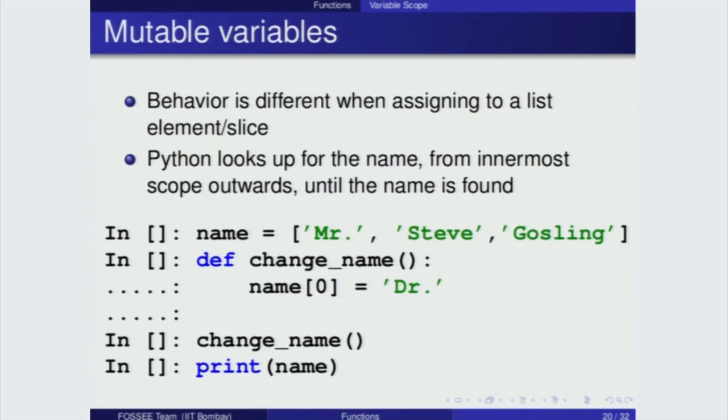Is this clear? Because name is mutable, you can change the value of any of these items by simply assigning the value. And when you call the function, it will change this name. Unlike the case of immutable variables, when the variable is mutable, a function can actually change it even if it is not inside the function's scope.